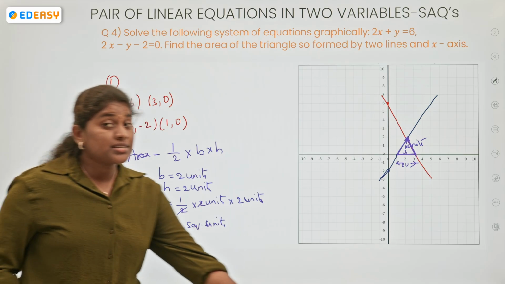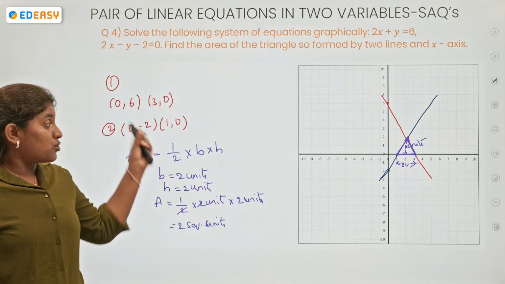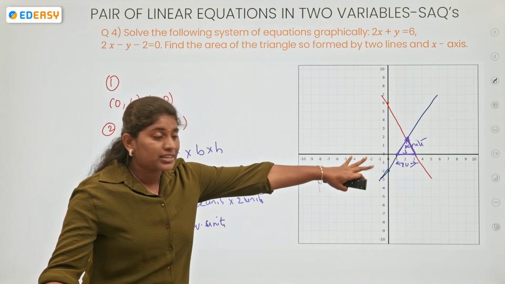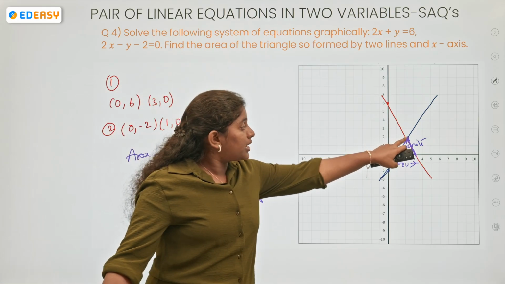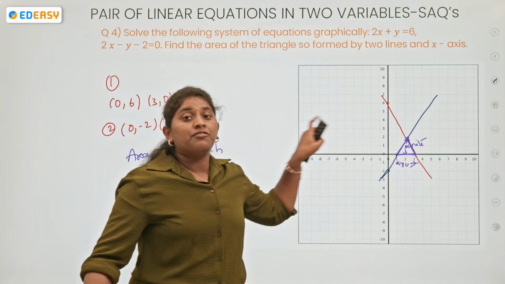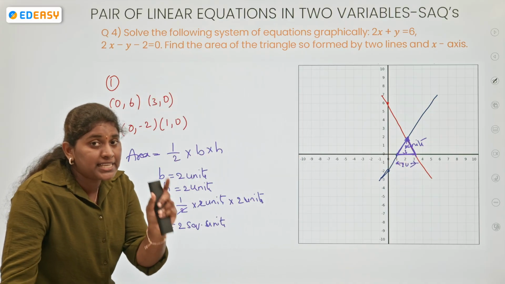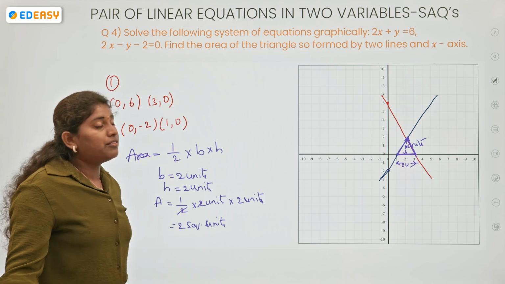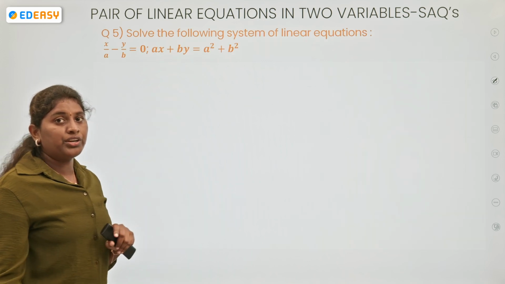Understood? So this is how we are going to solve this. After placing them on the graph, you can observe that we are getting a triangle formed by the two lines with your x-axis. For that reason, we are going to find the base and height from the required values. Okay. Moving to the next.